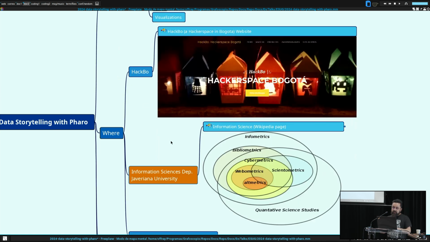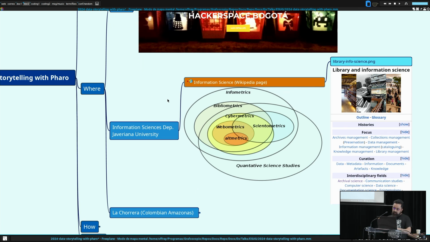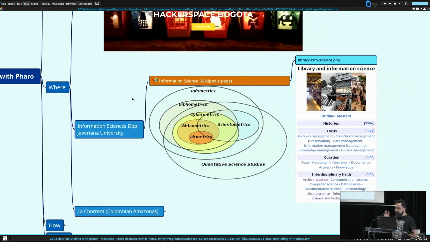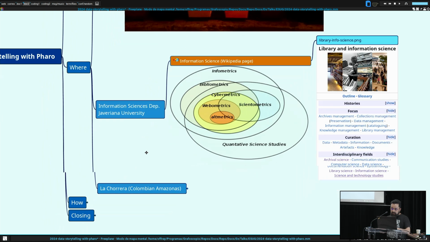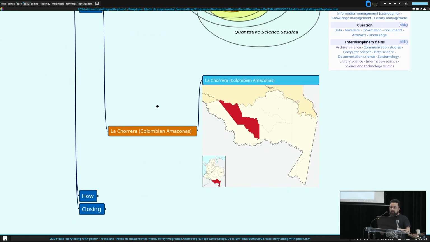The Information Science Department in the Javeriana University, where I work as a professor. It's a place where we have a mixture of several sciences, and it's a pretty interdisciplinary approach. So we're working with archival, collections, information management, knowledge modeling, library management, and also we are doing stuff in La Chorrera in the Colombian Amazonas. It's this particular place in Amazonas.